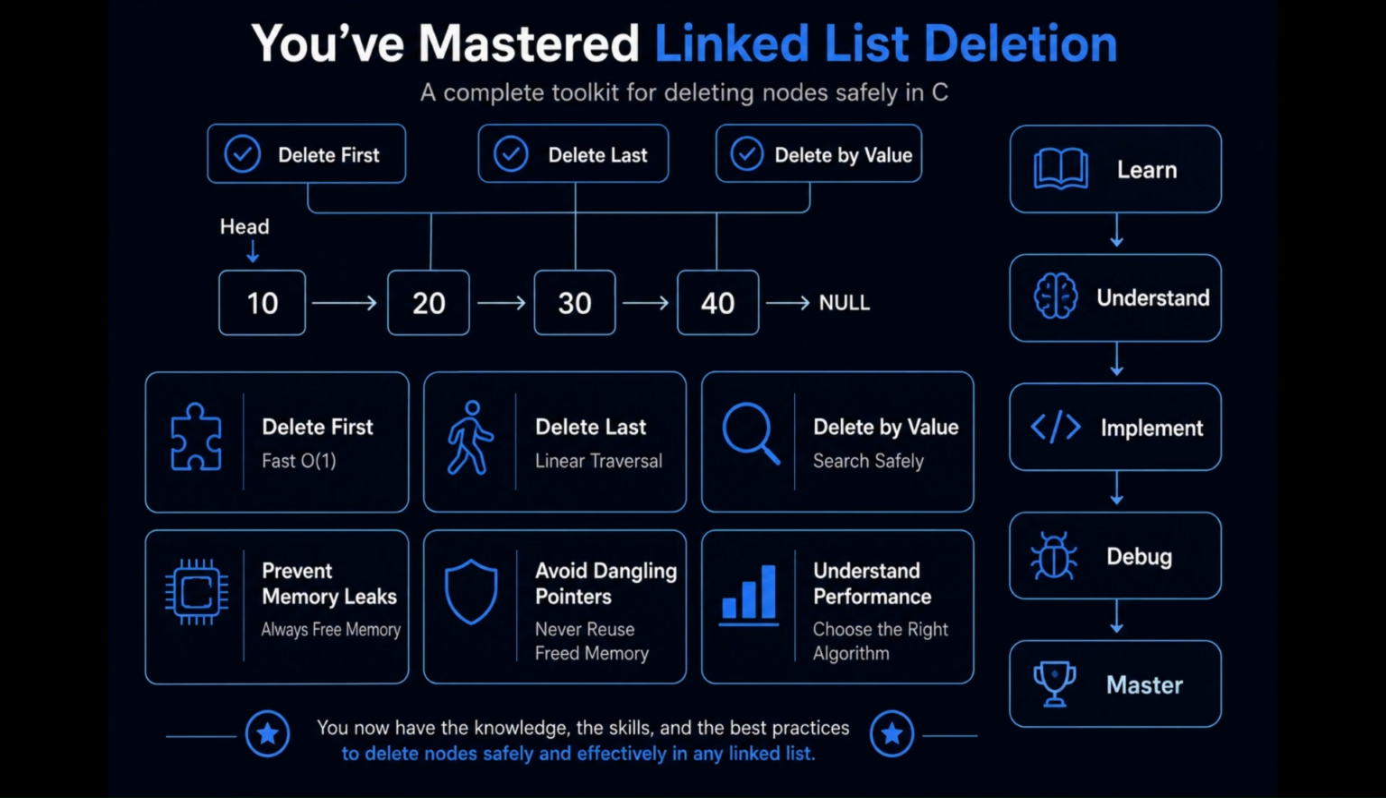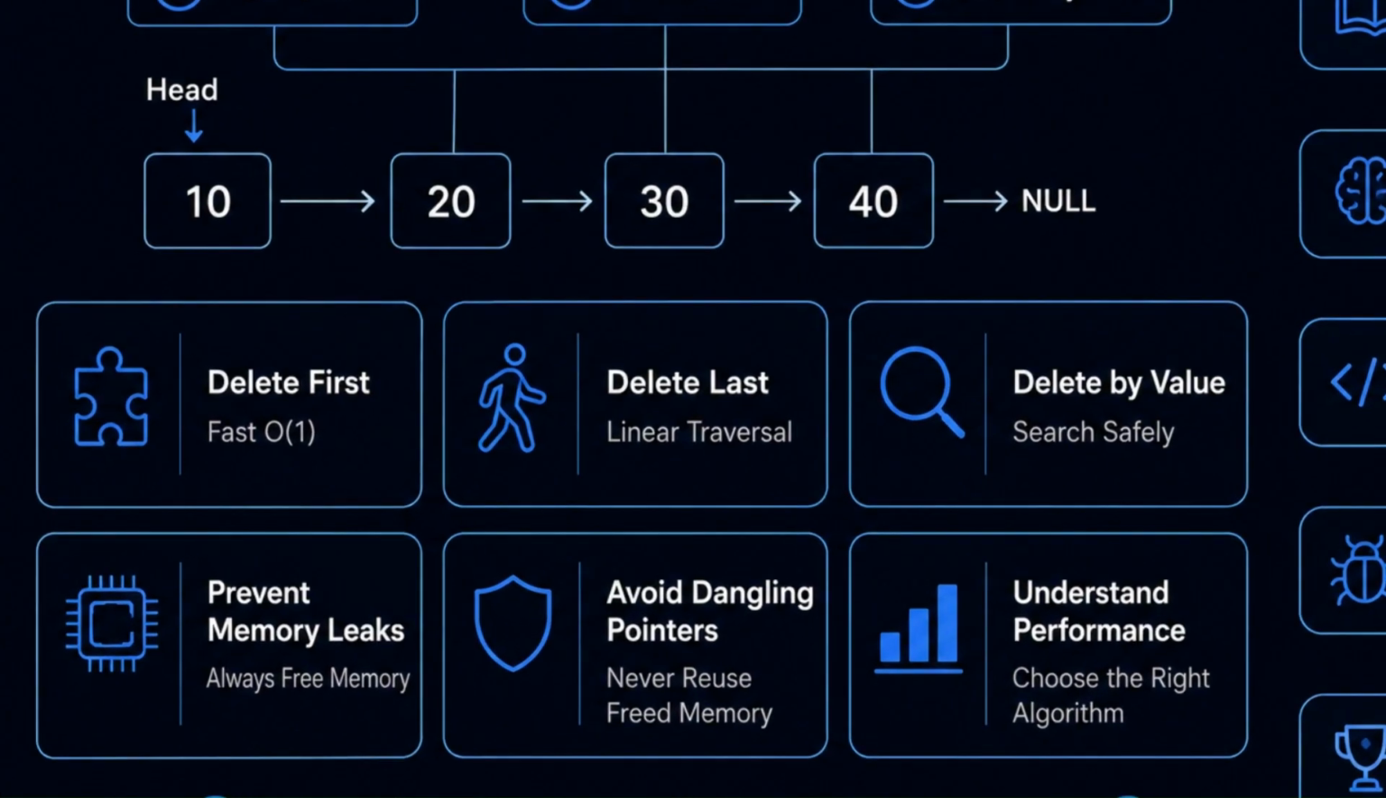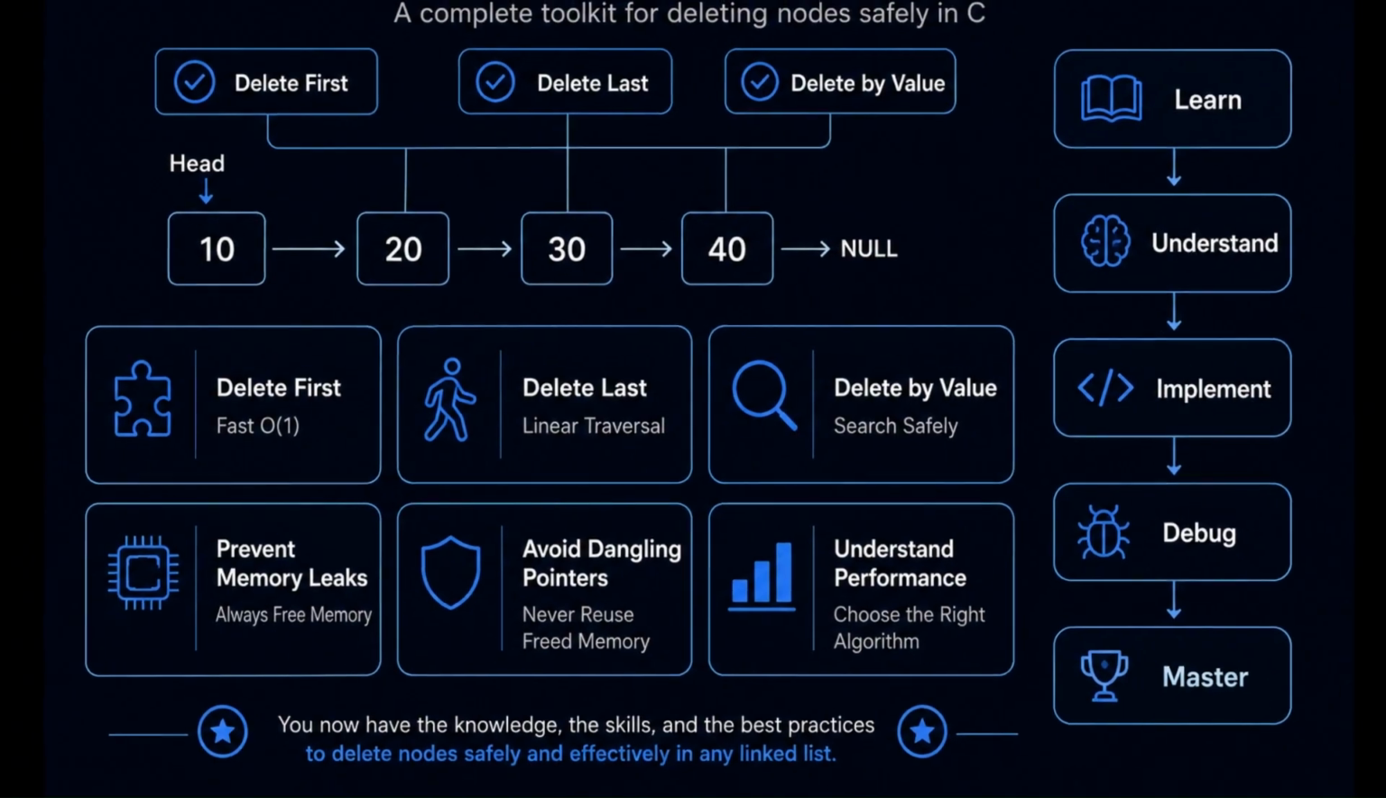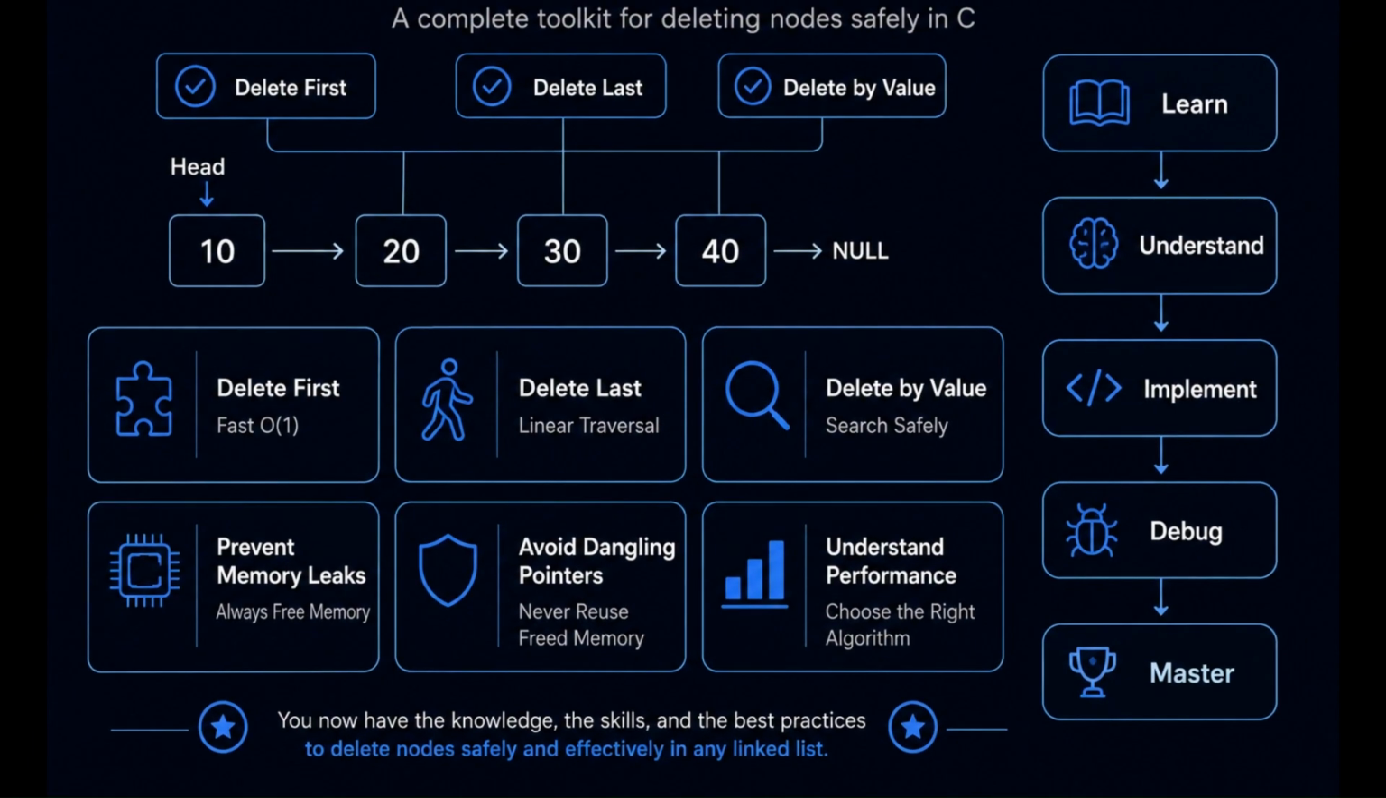It's about managing memory responsibly. You've learned how to delete the first node. You've learned how to delete the last node. You've learned how to delete a node by a specific value. You've also learned how to prevent memory leaks, avoid dangling pointers, handle edge cases, and understand the performance of each deletion algorithm. Mastering these concepts is an important milestone in becoming a confident C programmer.